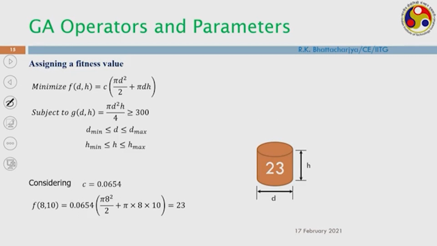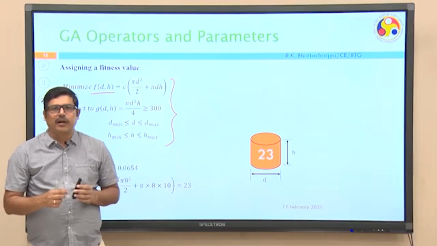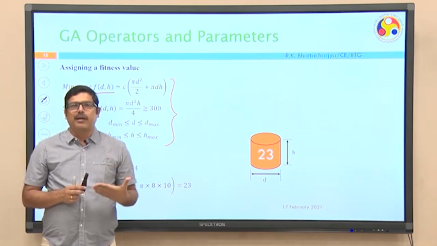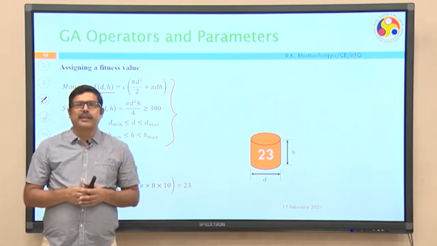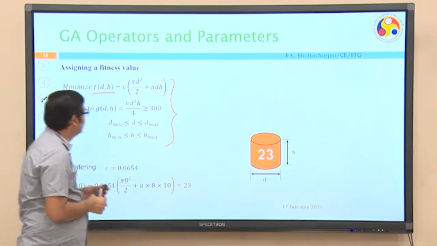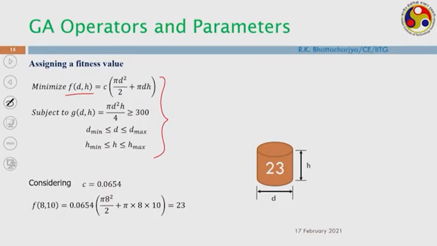Now, let us take an example problem, and then I think the concept will be clear to you. I have chosen a simple problem. Here the objective function is to minimize f, which is a function of d and h. d is the diameter of this can and h is the height of the can. The objective of this problem is to find the dimensions of this can which will minimize the cost. The cost here is the cost of the material.